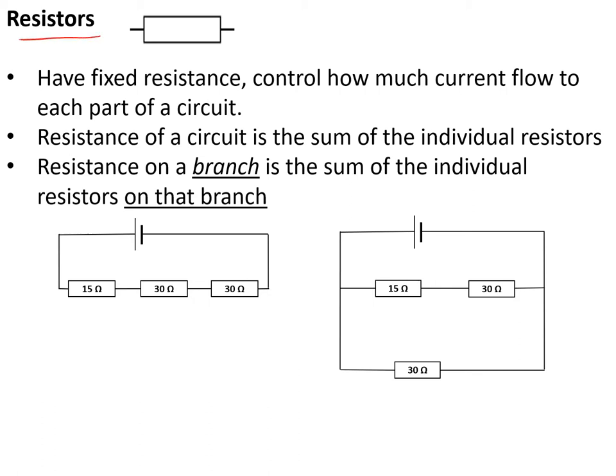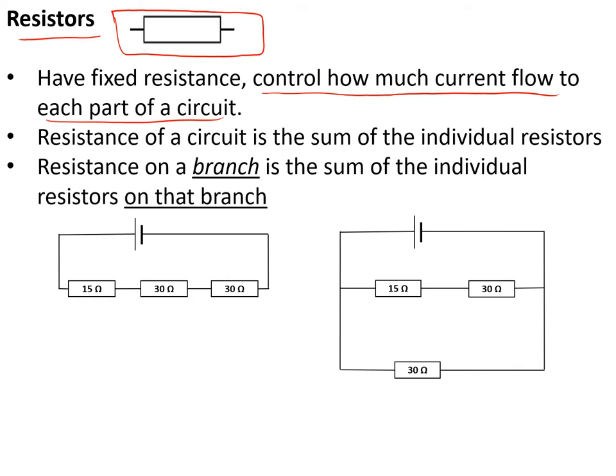Resistors are components of a circuit that control how much current flows to each part. And when we draw them, they look like this. They're a rectangle with two lines sticking out. And we use them to make sure that each part of a circuit gets the right amount of current. So for example, if you think about a TV, there are some parts of the TV that if they get too much current, they will blow. And equally, if they don't get enough current, they won't work. So resistors can be used to get the exact right amount of current to each part of the circuit.